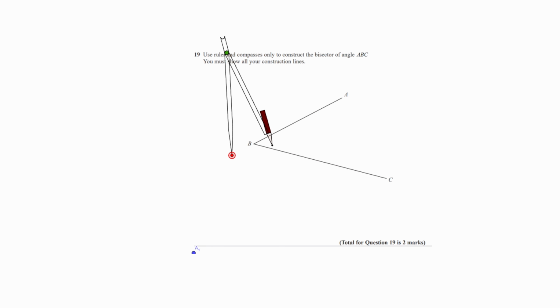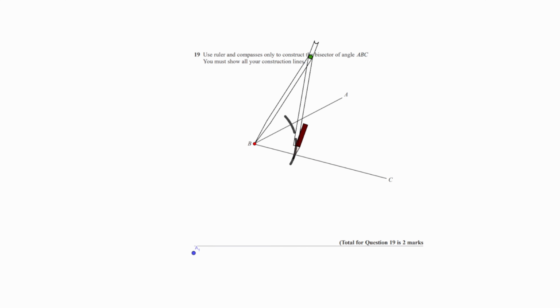So go ahead and take the sharp point of your compass and put it on the point B. Our aim here is to make an arc that crosses AB and that crosses BC. Let's go ahead and do that. So that's my first arc that crosses AB. And then I'll do the same over here at BC, so make that arc that crosses BC.